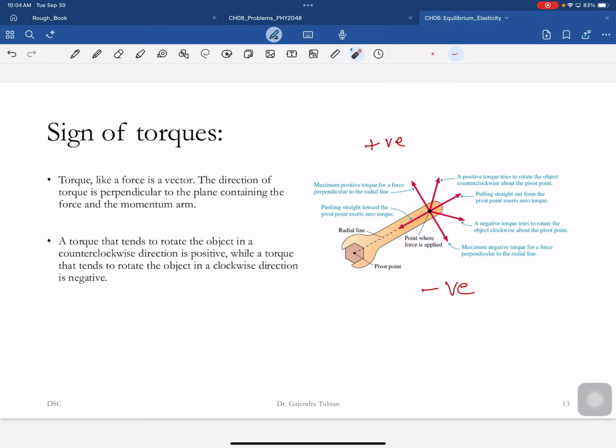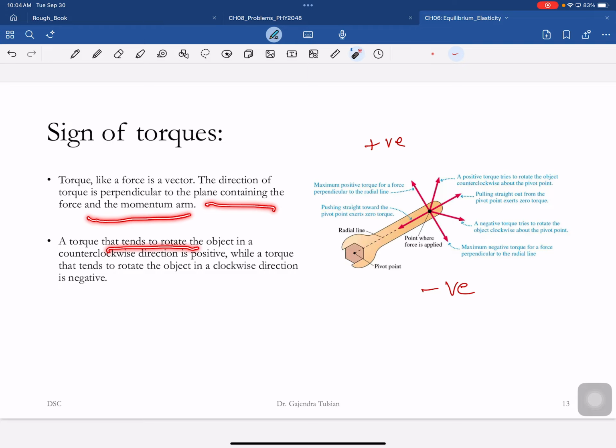And the way you figure it out is when you turn from the direction of application to the force, if you use your right hand, turn your fingers from r to F, your thumb points in the direction of the torque. Torque, like a force, is a vector. The direction of the torque is perpendicular to the plane containing the force and the moment arm. So in this case, there's the force and there's the moment arm, so it's perpendicular to the plane of this paper.